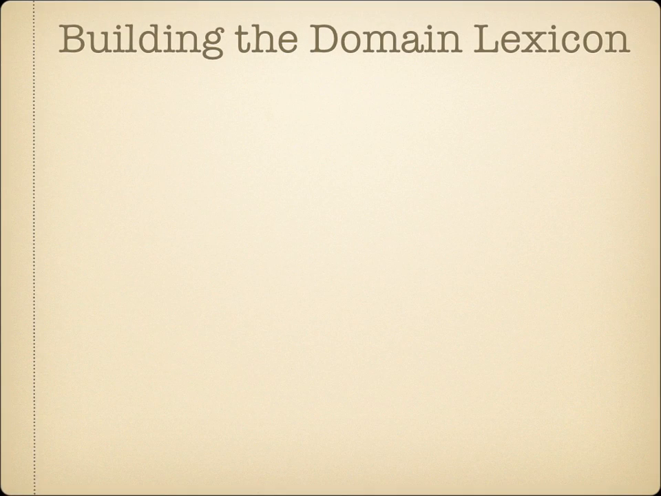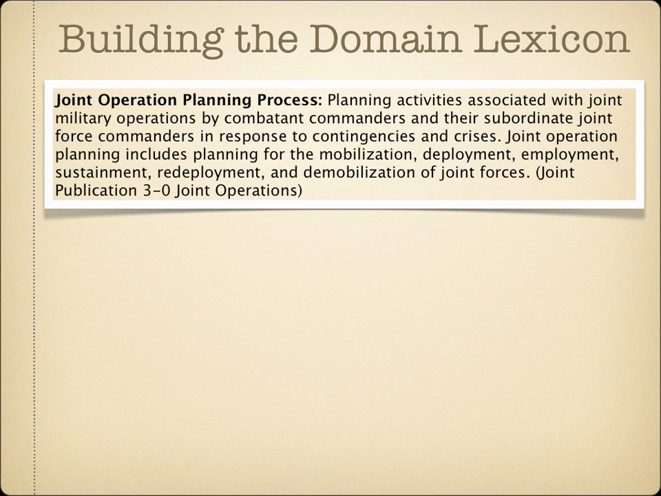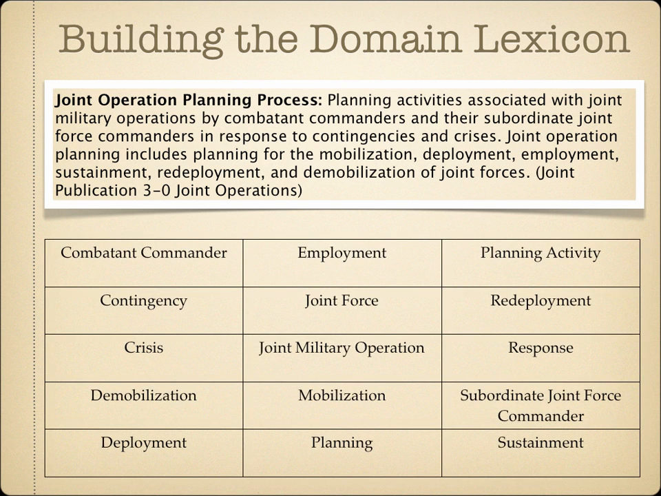Building up a domain lexicon starts by decomposing the baseline definitions. Here we see the definition for the joint operations planning process. This doctrinal definition can be decomposed into the following 15 elements. All of these elements are contained within the above definition. Each of these terms are candidates for inclusion in the joint operation planning process ontology. If it is determined that the candidate term is needed, then it must be defined and related to the other elements of the ontology.